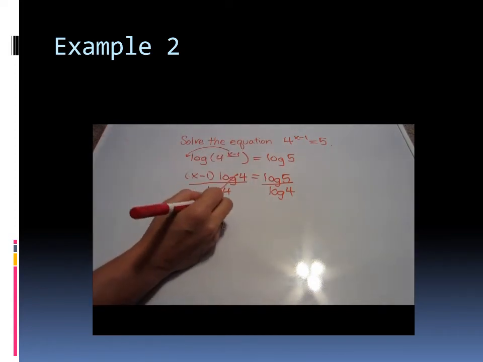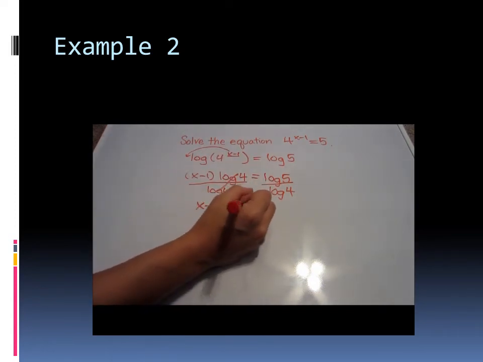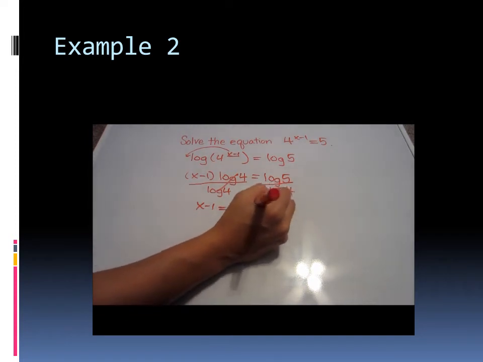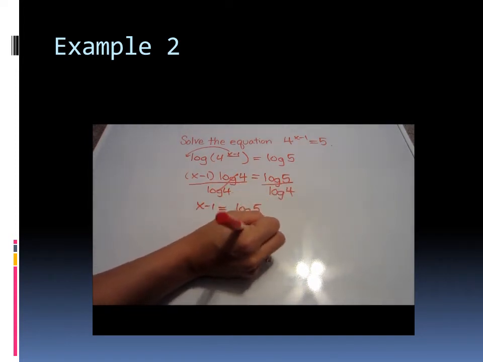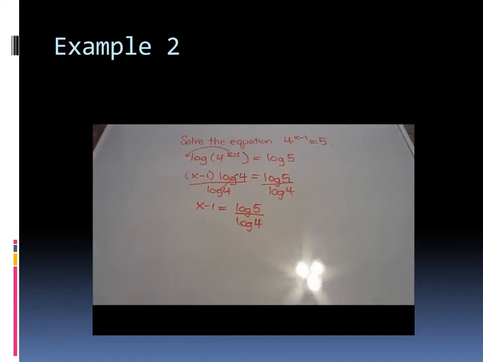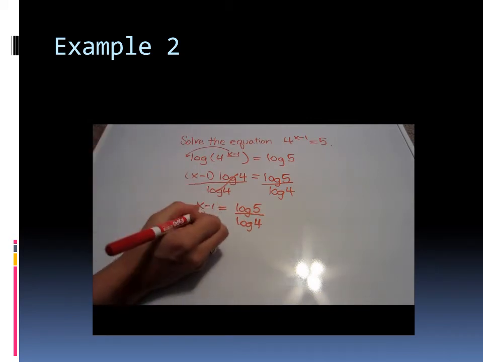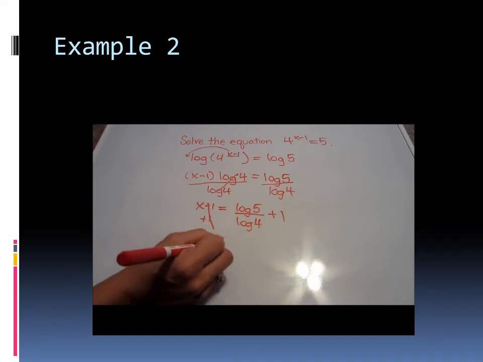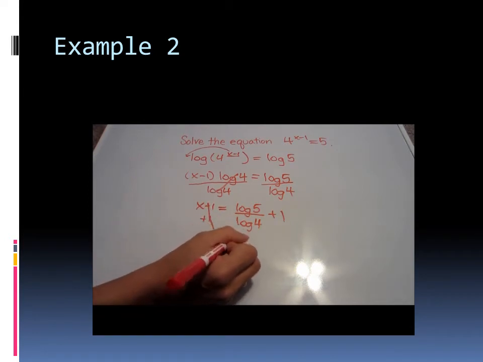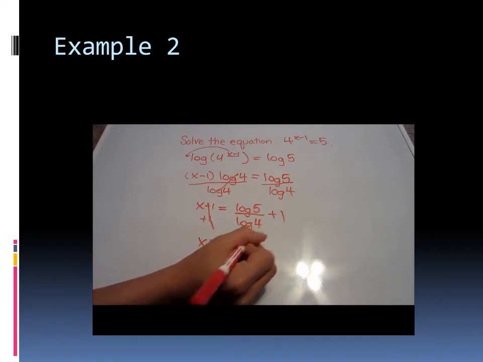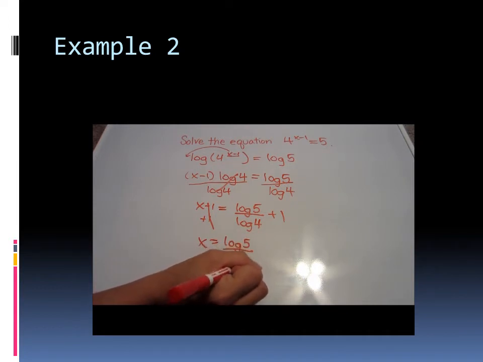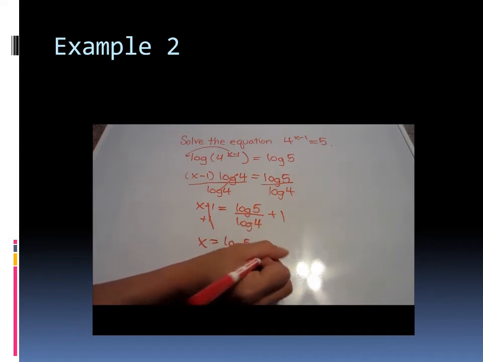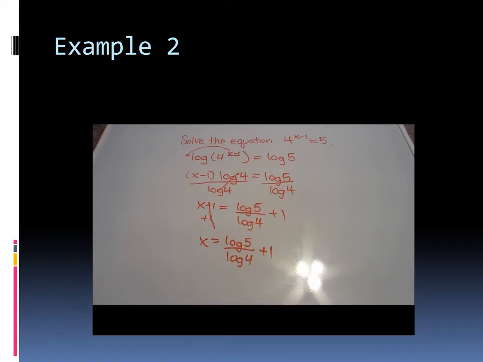So we have x minus 1 equals log of 5 over the log of 4. And then the last step is to add 1 to both sides. So you get x equals log of 5 divided by log of 4 plus 1. We can go ahead and put that in our calculator.